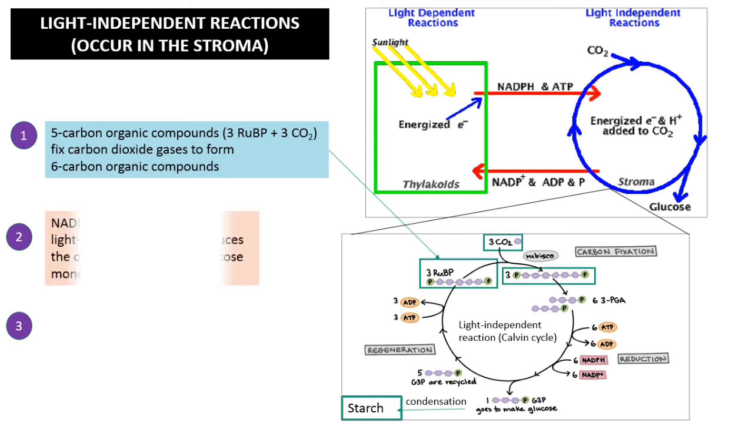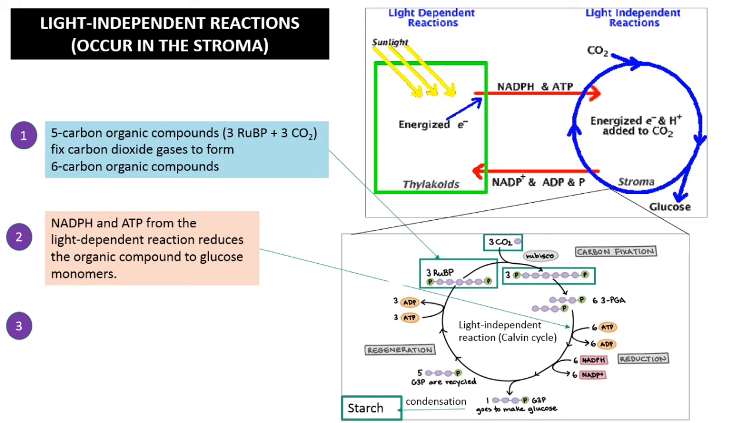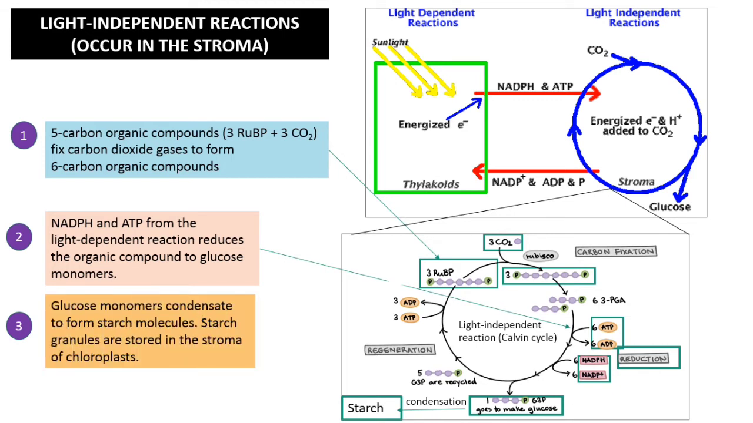After that, NADPH and ATP from the light dependent reaction reduce the organic compound to glucose monomer. Here, NADPH and ATP will undergo reduction to form glucose. After that, glucose monomers condense to form starch molecule. Starch granules are stored in the stroma of chloroplast.